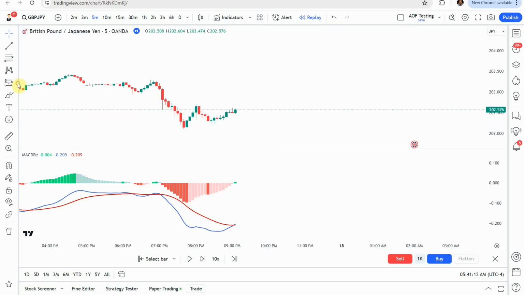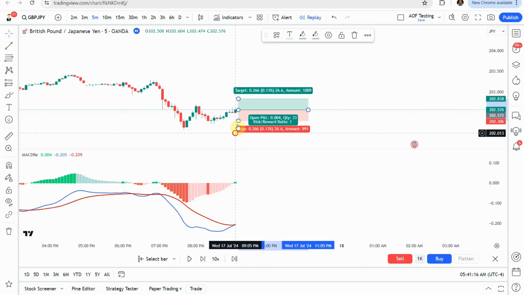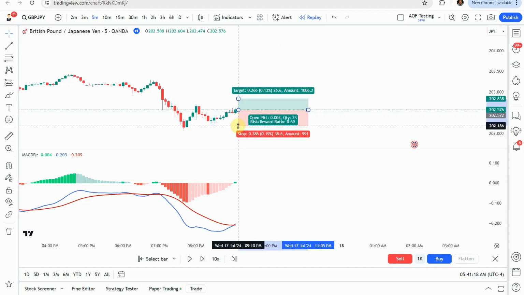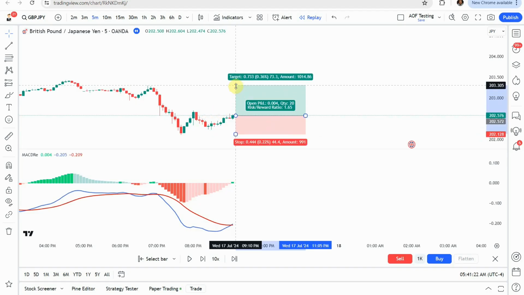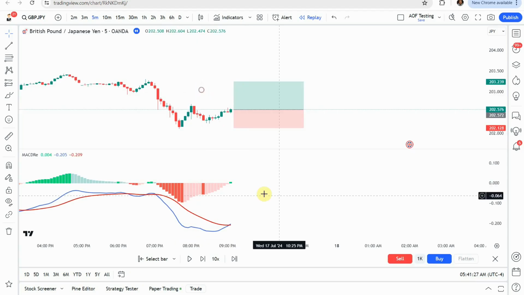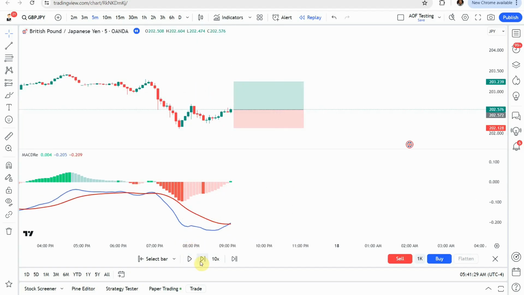We would then set our long position right there. And we'd put our stop just right below this last swing or pivot. And then we'd target a 1 to 1.5 risk reward, like so. Let's play this forward and see how it plays out.